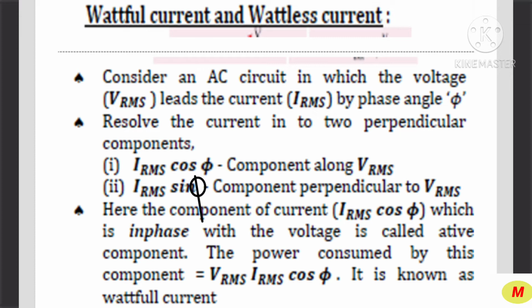The component of current Irms cos phi, which is in phase with the voltage, is called the active component. The power consumed by this component is written as Vrms into Irms into cos phi. This is known as wattful current.